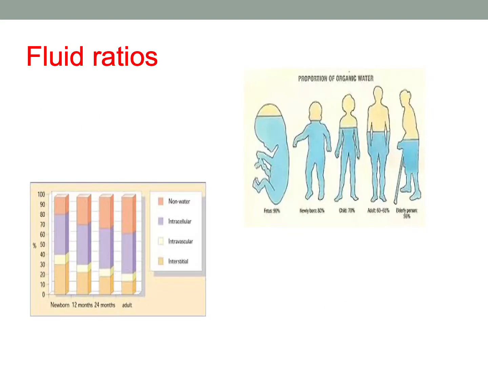These diagrams demonstrate the fluid ratio changes that occur as we age. The changes that occur with age are down to the ageing body affecting our kidneys, thirst trigger, heart function and hormone production, affecting the output and input of fluids.